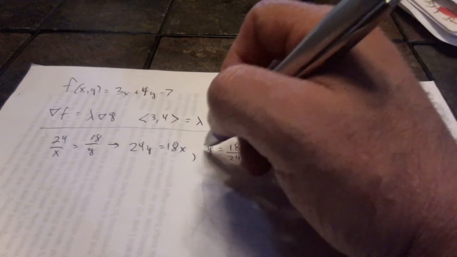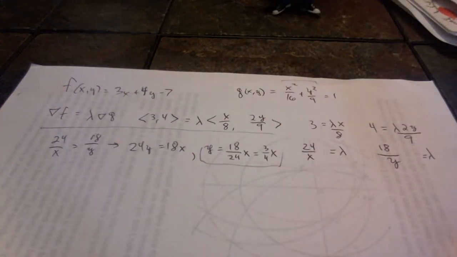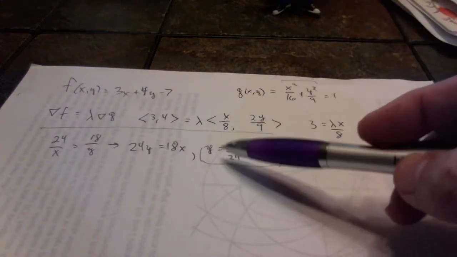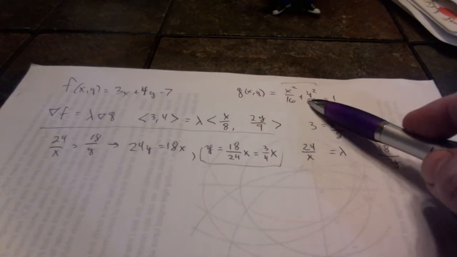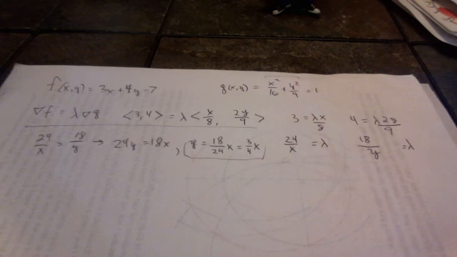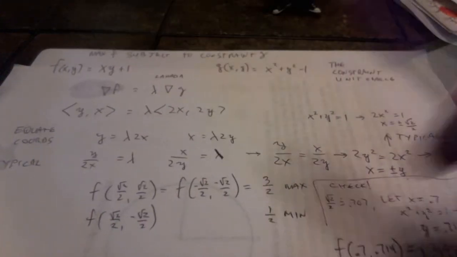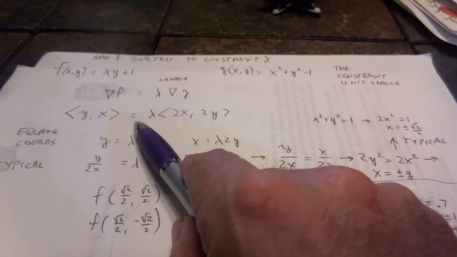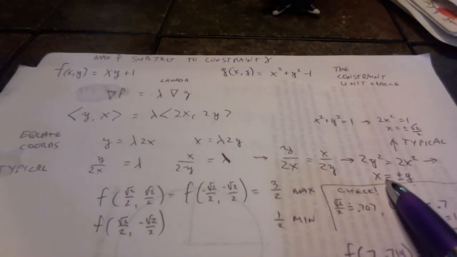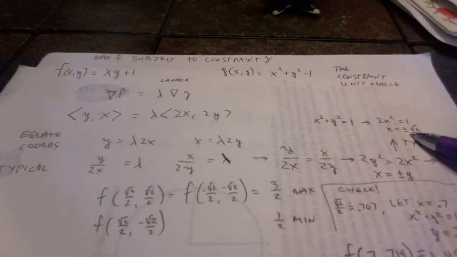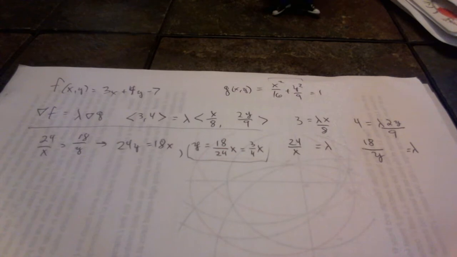This is golden information, because now what's the typical move? I have y equals 3/4 x, and I take it up to the constraint. If you remember the problem that we just did, it was gradients, single gradient equations, relationship between x and y, substituted back into the constraint. That's the typical Lagrange multiplier dance.